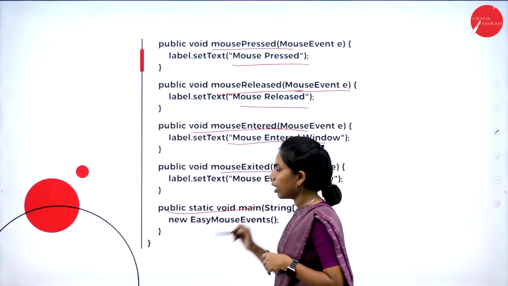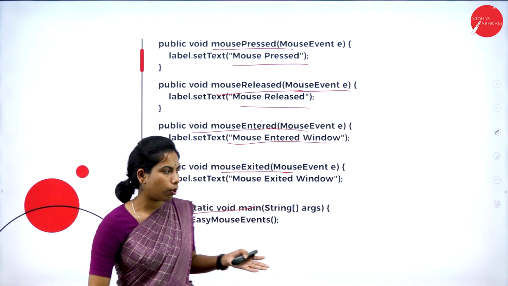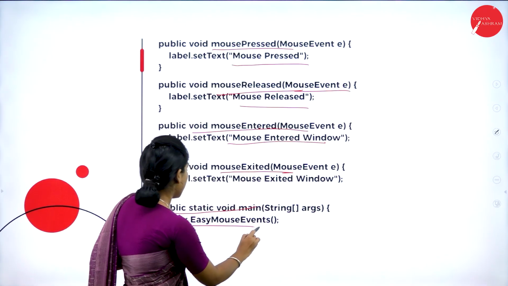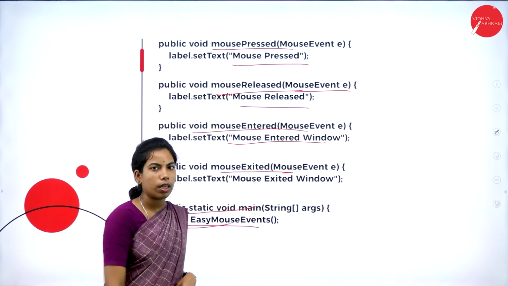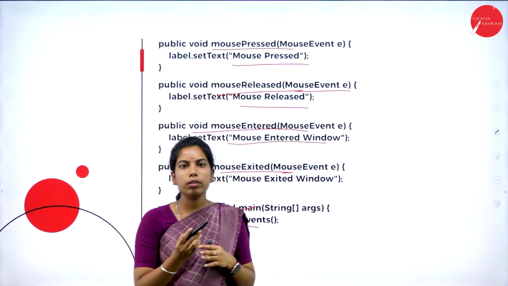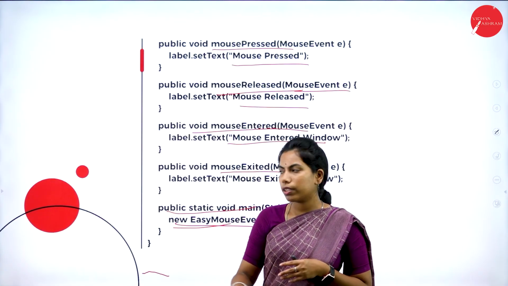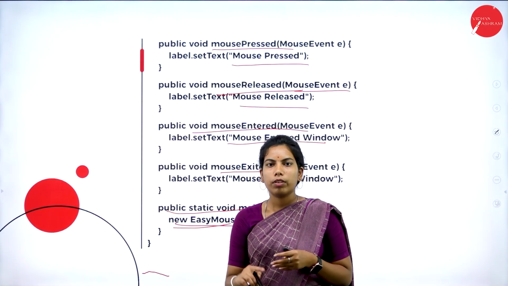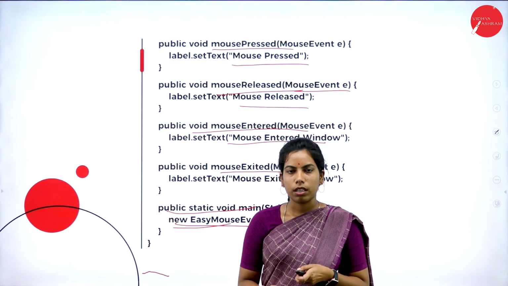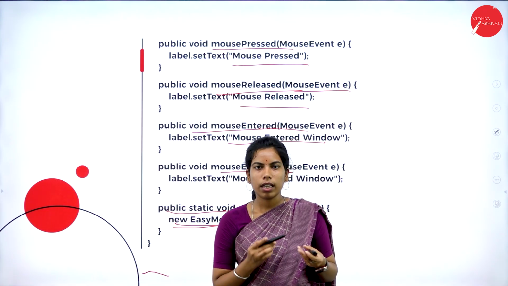After that create a main method, public static void main. Inside that, create the mouse events class with the new keyword. Why? Because I have to create the instance of the object with respect to the class name, which will be created using the constructor. This is how you have to handle event handling.